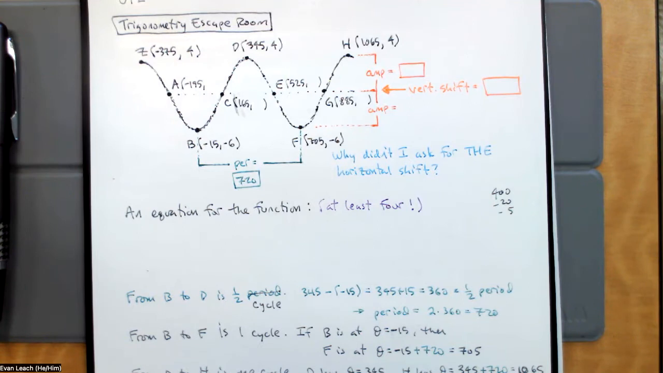Is there any other horizontal information that we can gather? It looks like all the horizontal coordinates have been filled in. Is there any other horizontal information that I've left off? Any horizontal questions that are left unanswered? The horizontal shift. Why didn't I ask for the horizontal shift?